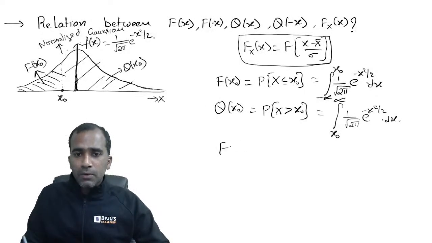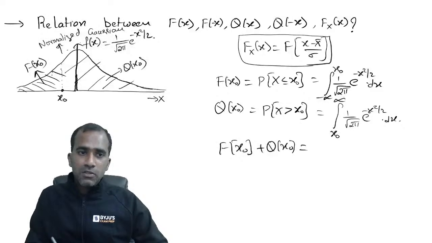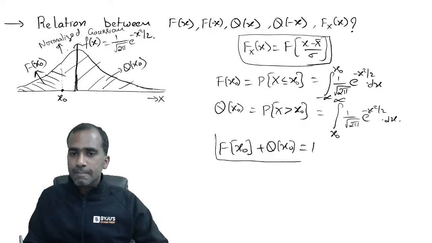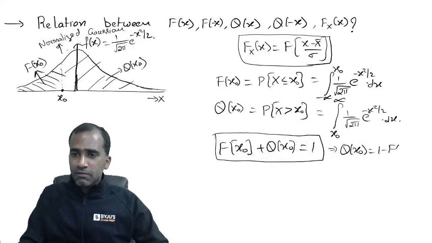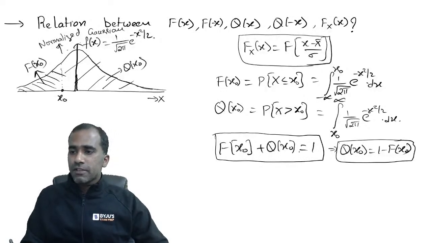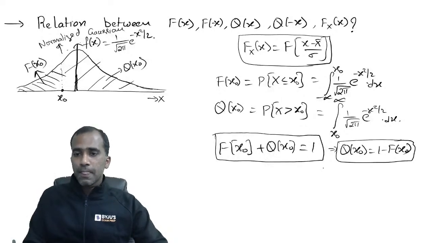Okay, so what about F of x0 plus Q of x0? Can you tell me this? If you add up F of x0, this area, and Q of x0, this area, we know the total area is 1. You are getting the total area of the PDF, so it should be equal to 1, which means we have established the relation between Q of x0 and F of x0. If you know F of x0, subtract it from 1, you'll get Q of x0. Or if you know Q of x0, subtract it from 1, you'll get F of x0. That is the relation between F function and Q function.